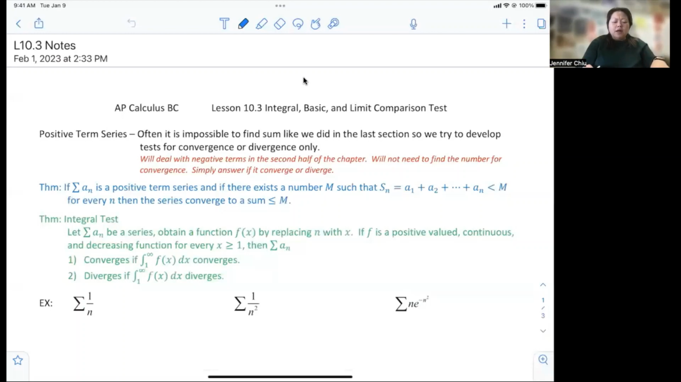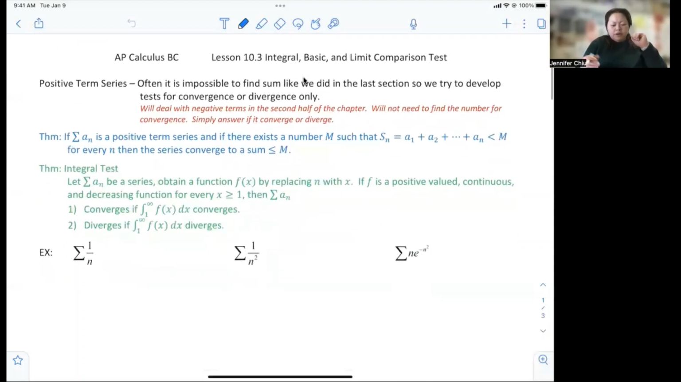So let's take a quick look. First things first, we're only going to deal with positive term series for now. We'll deal with negative terms later on. So rest assured right now it's all positive terms. And then secondly, there's a really cool theorem here that says that if your series is a positive term series and there's a number m such that the sum of your numbers, the series added up, is less than this m, then the series converges to a number that is smaller than this m. So basically, if your numbers are lining up below this number, kind of like an asymptote, then your sum is going to converge to less than that number as well. So kind of an obvious thing, okay?